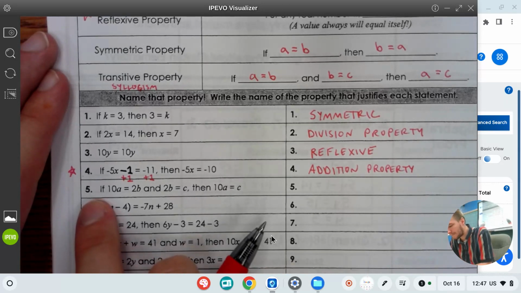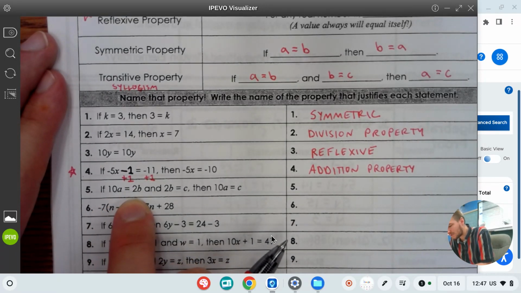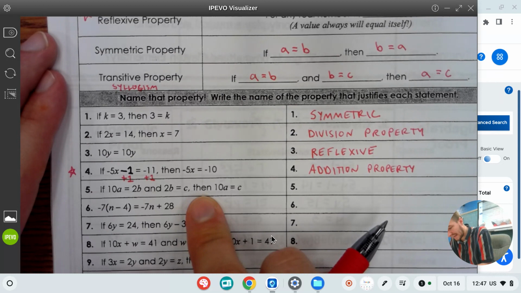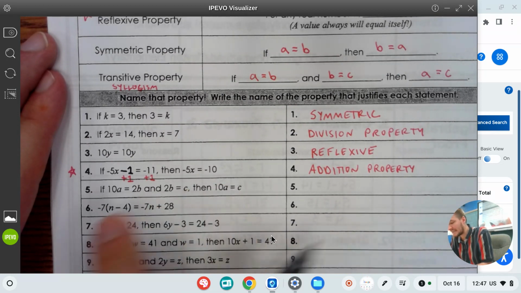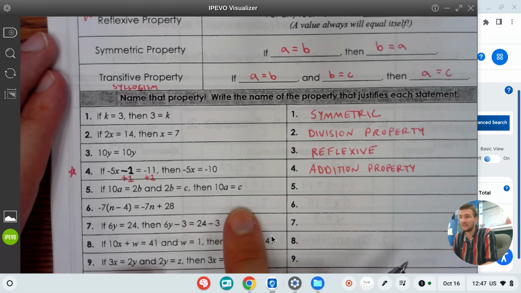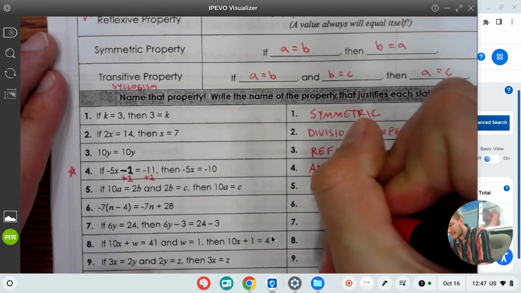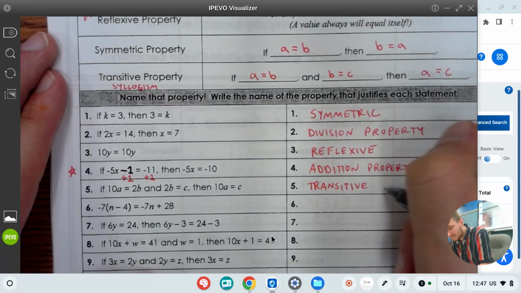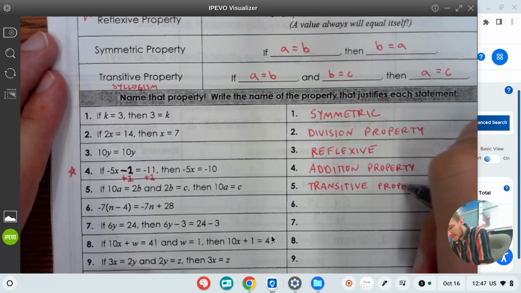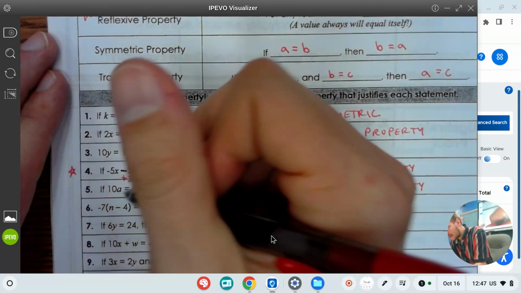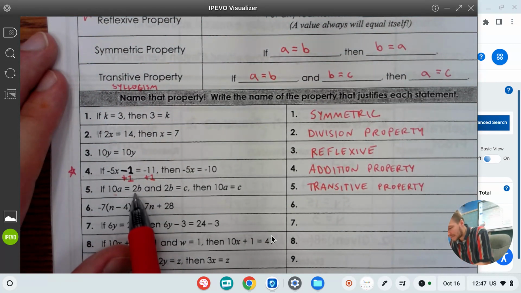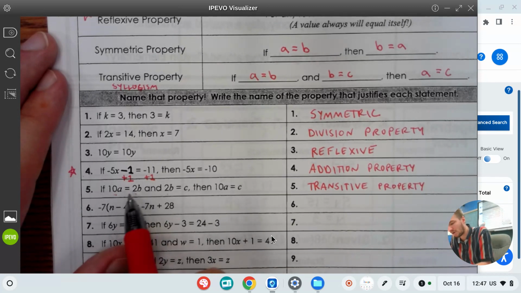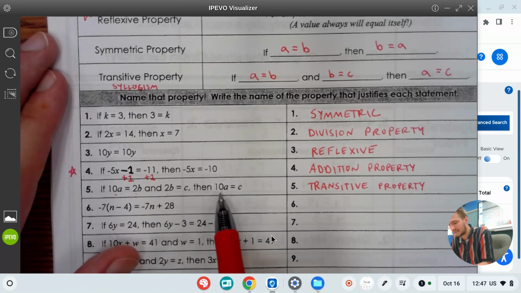And let's do 2 more. If 10a equals 2b and 2b equals c, then 10a equals c. This is our most complicated one going on here. What do you think? Transitive. That's exactly right. This is going to be a transitive property because we got our little syllogism. We got our little 3-parter. The first part is equal to the second part, and the second part is equal to the third part. And so what we say at the end is cut out all the 2b stuff and give me just the 10a equals c.